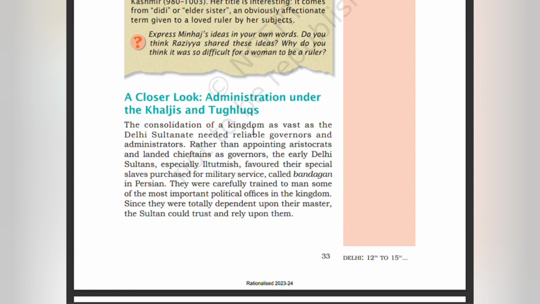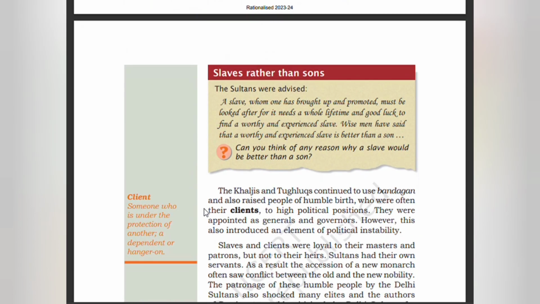A closer look: administration under the Khaljis and the Tughlaqs. The consolidation of a kingdom as vast as the Delhi Sultanate needed reliable governors and administrators. Rather than appointing aristocrats and landed chieftains as governors, the early Delhi Sultans, especially Iltutmish, favored their special slaves purchased for military service, called bandagan in Persian. They were carefully trained to man some of the most important political offices in the kingdom. Since they were totally dependent upon their master, the Sultan could trust and rely upon them.